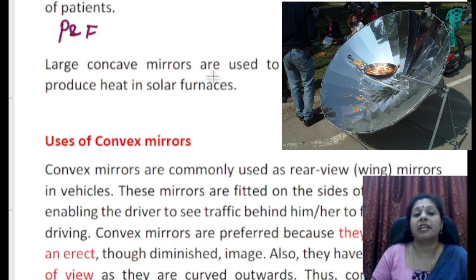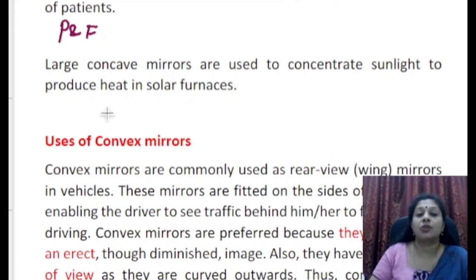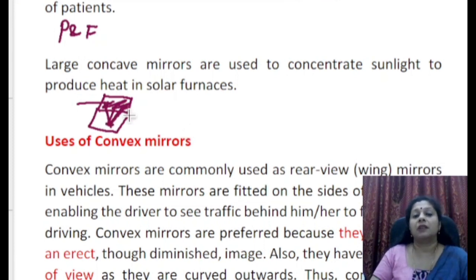Then large concave mirrors are used to concentrate light to produce heat in solar furnace. So you know that the solar furnaces have a box. The lid has concave mirror here. So the light falling parallel to it will converge to a point. It's a converging mirror, right? So converge to a point at focus. So the object to be heated should be kept at the focus. So all the rays will be converging there. So these are the uses of concave mirror.